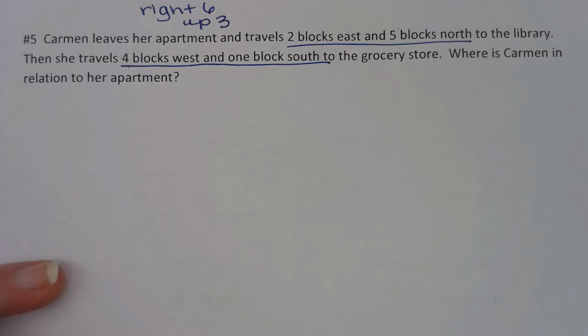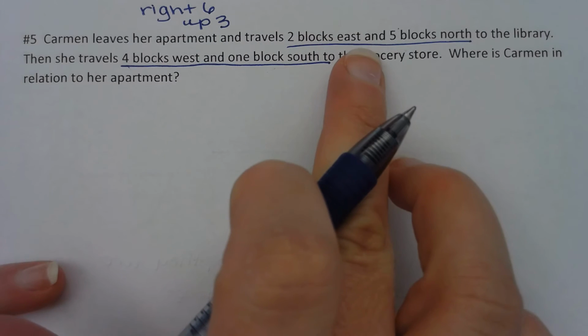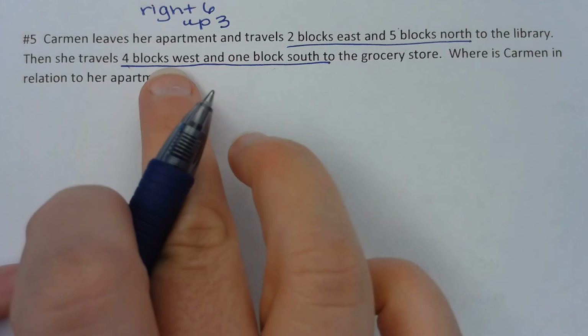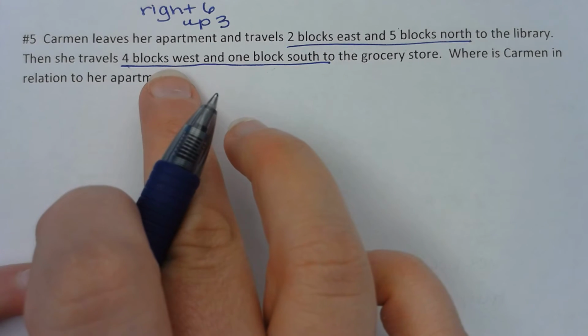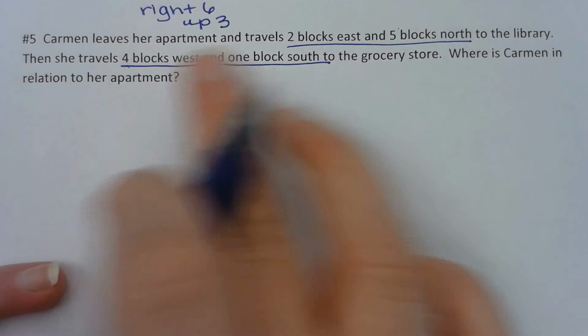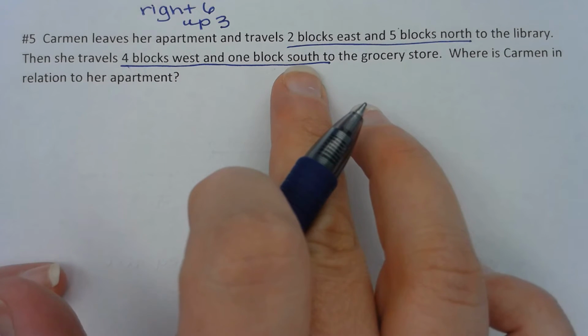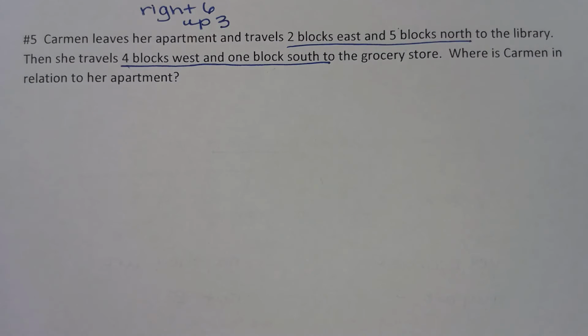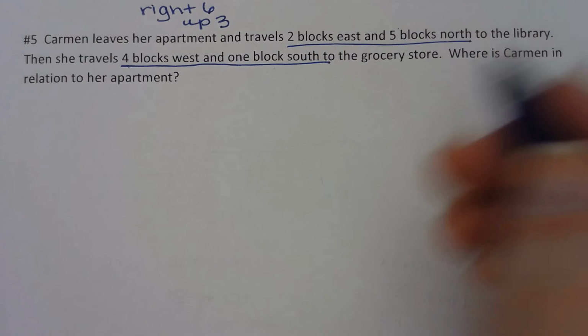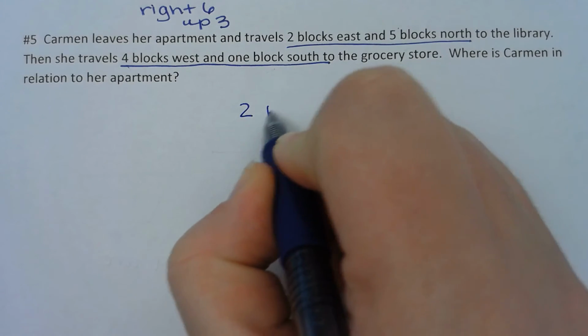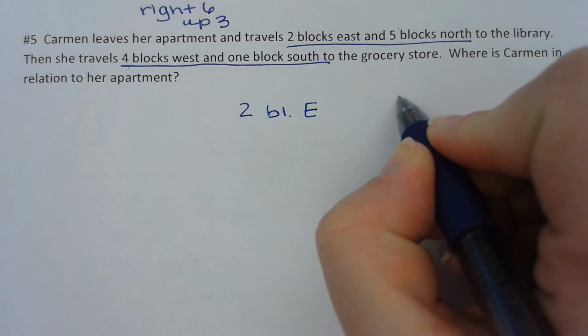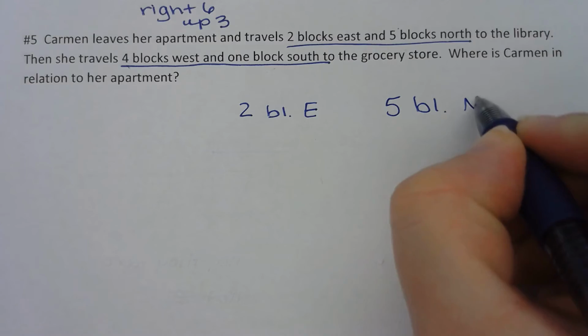So think about what happens if I go east and then I go west. What happens when I directionally go that way? What happens if I go north and then south? What happens there? You should be thinking that some of those directions will cancel out on each other. So there's a couple ways you can think about this. You can think about it in terms of comparison. I have 2 blocks east, 5 blocks north.